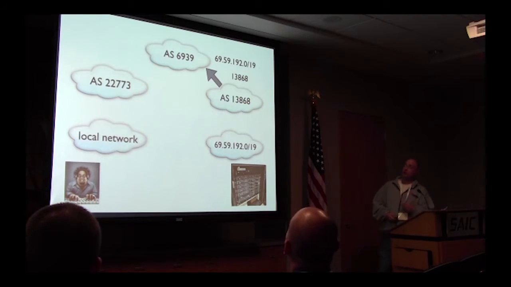So what happens here is that AS13868 sends out an announcement to the routers that it's connected to. In this case, Hurricane Electric, which is AS6939. And it says, hey, if you want to route traffic to any of the IP addresses in this range, send it to this AS number, which is me. And they have an actual connection over TCP.